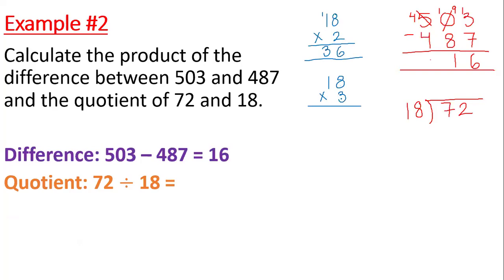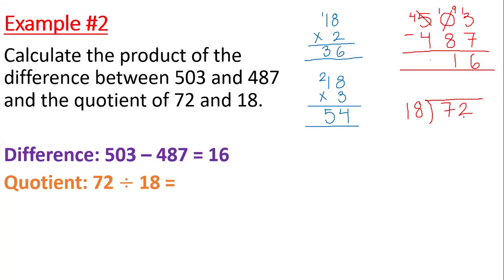8 times 3 is what? 24. Put the 4 down, carry the 2, put the 2 up. 3 times 1 is what? 3. Plus 2, 5. So we get 54. 54. Well, 36 is too small because it's not 72. 54 is also too small.